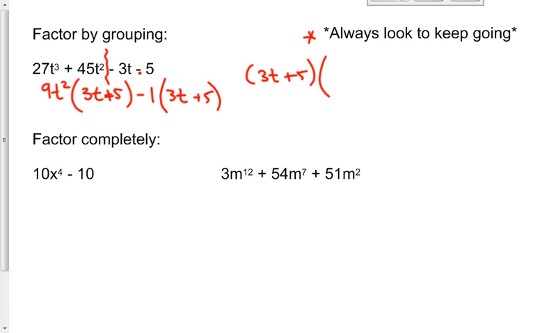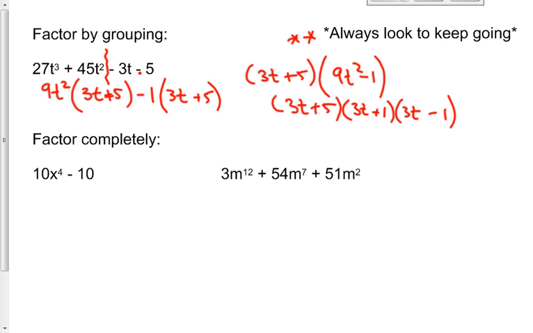Now, do you think you're finished with this? Remembering what I wrote right here? Always, always look to keep going. 9t squared minus 1 has something special going on. Hopefully you can recognize that. Difference of 2 squares. What does 9t squared come from? 3t times 3t. 1 is a perfect square, plus 1 minus 1. And now this one is finished.